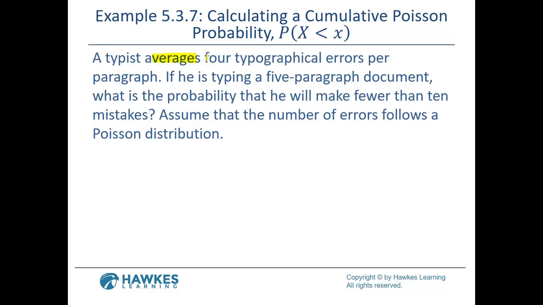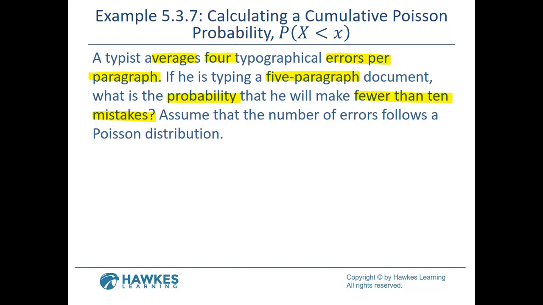He averages 4 errors per paragraph. That's going to probably help me out with my lambda there. We're asking what is the probability that he makes fewer than 10 mistakes, okay? But they did say if he's typing a 5-paragraph document, which is the interval for what we're looking at.